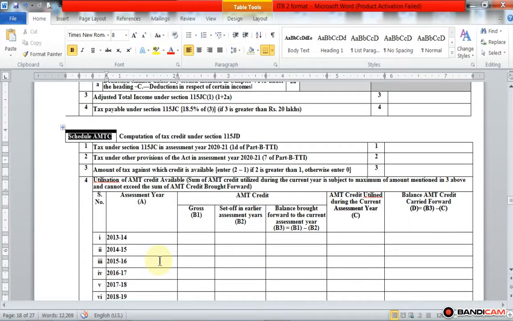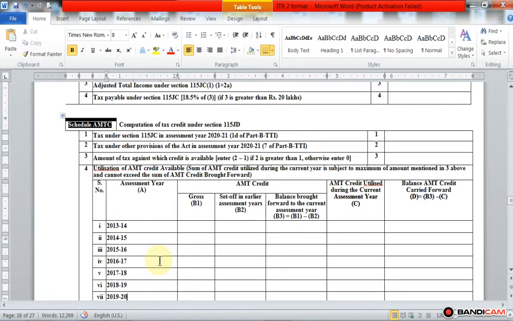Then next one is schedule AMTC, that is tax credit under section 115JD, includes tax under section 115JC in assessment year 2020-21, then tax under other provisions of the Act in assessment year 2020-21, amount of tax against which credit is available under section 115JD(1) if 2 is greater than 1, otherwise enter 0. It means if 2 is greater than 1, otherwise nil.